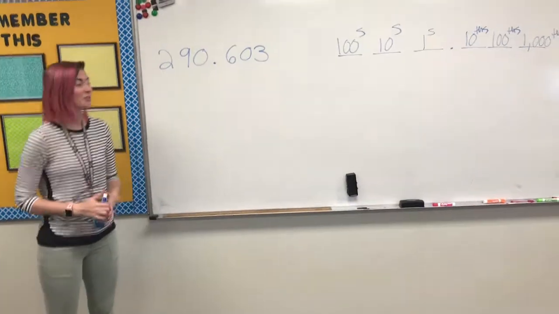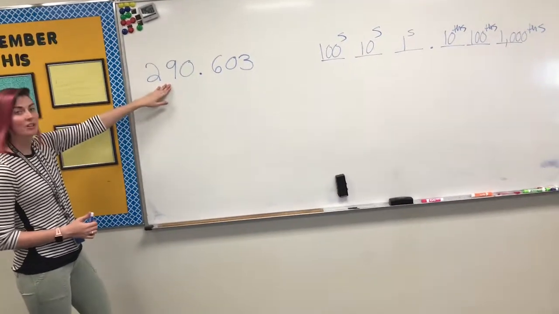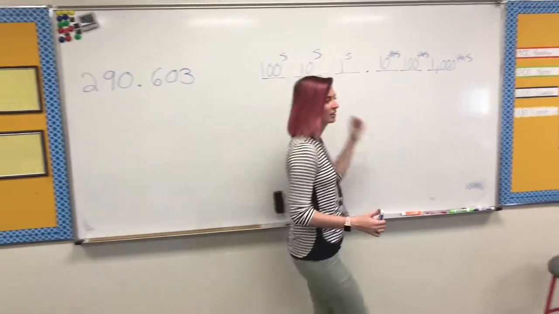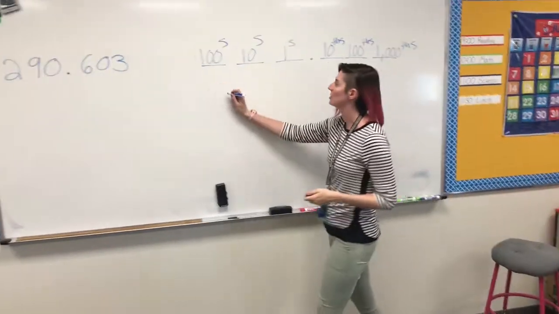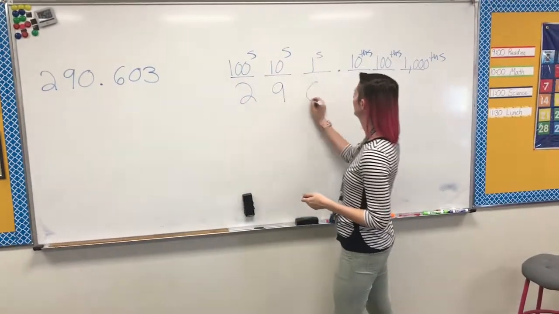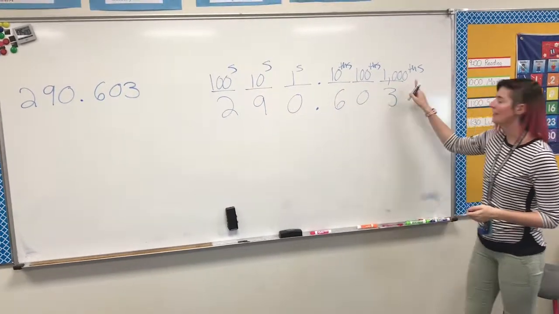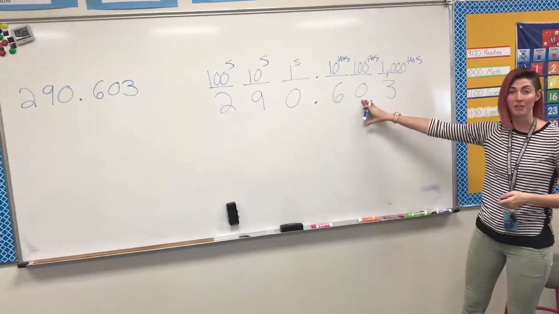Another example of going from standard form to expanded form with decimals is this. We have 290 and 603 thousandths. Now we've already set up our chart, so we're just going to put our number into the chart. So we have 290, and then our decimal, 603 thousandths. Now we have zeros in this example, and I'll show you how we work out those.